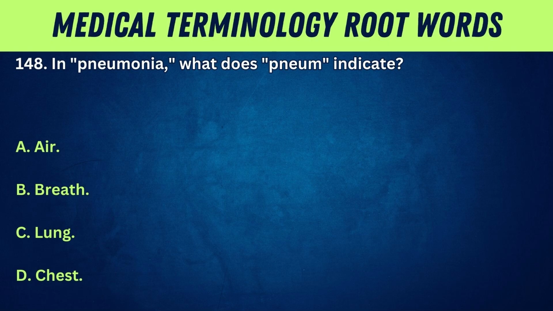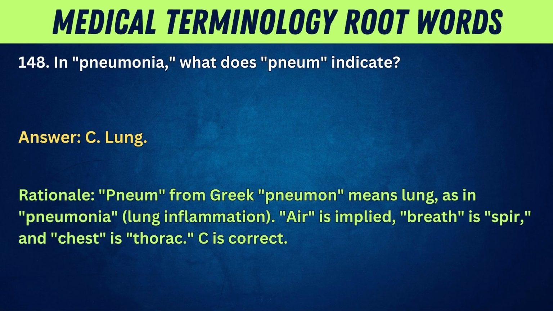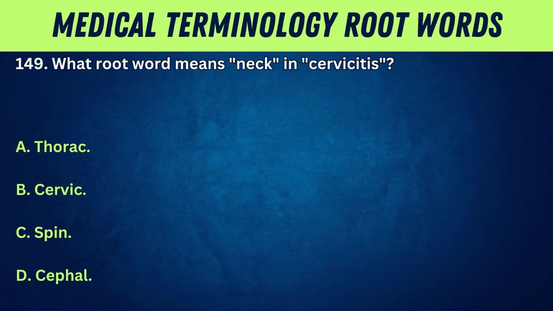148. In pneumonia, what does pneum indicate? A. Air. B. Breath. C. Lung. D. Chest. Answer: C. Lung. Rationale: pneum from Greek pneumon means lung, as in pneumonia, lung inflammation. Air is implied, breath is spir, and chest is thorax. C is correct.